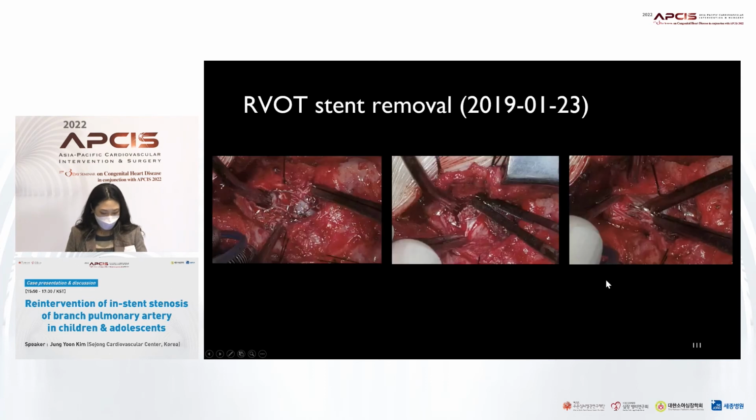So this is a picture of the surgery during RVOT stent removal. As you can see, the stent is completely epithelialized on the RVOT wall, making it difficult to remove. It seems to damage the vessel intimal layer quite a lot.